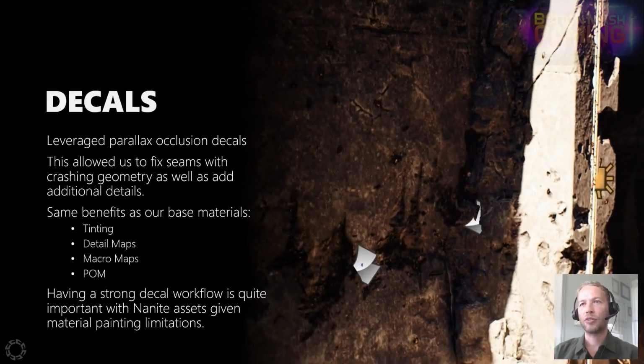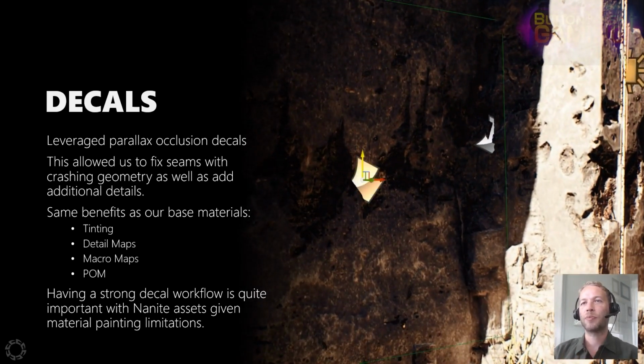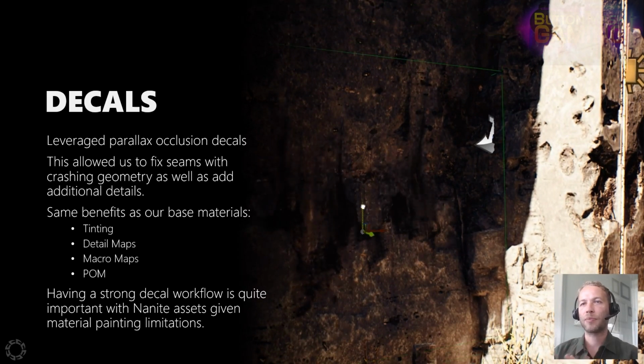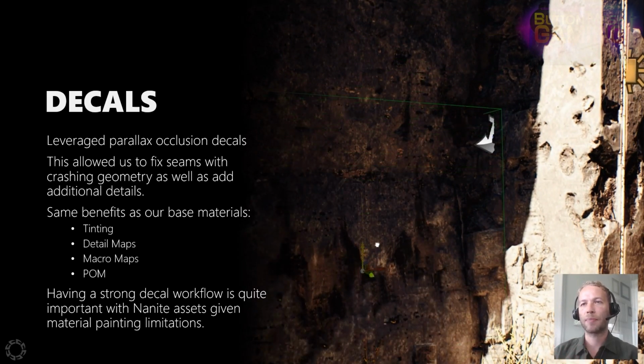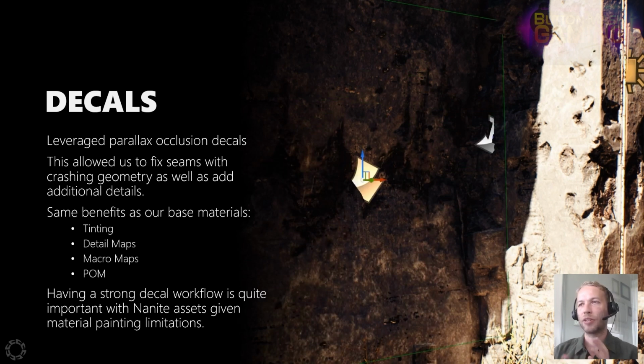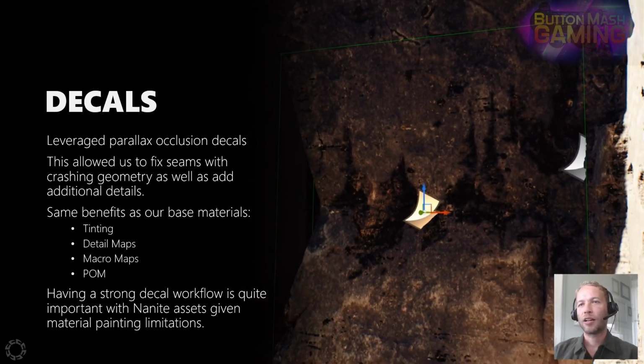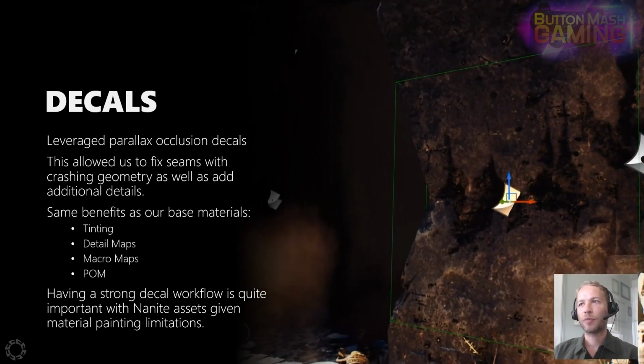These parallax occlusion decals have all the same benefits of our base material. They have tinting, detail maps, macro maps, parallax occlusion mapping, and so we can get really great detail out of these. And we definitely realized pretty early on that having a strong decal workflow is quite important when you're using Nanite assets, given the material painting limitations. Like I spoke about, the vertex colors per instance is not supported, things like that. So having a strong decal workflow is definitely key.